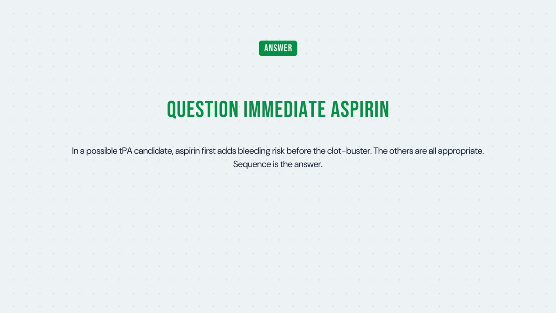You question the immediate aspirin. In a patient who may be about to receive TPA, giving aspirin first adds bleeding risk before the clot buster is even started. The last known well time, the NPO status, and TPA itself are all appropriate. Aspirin has a role in stroke, but not in the minutes before thrombolytics. Sequence is the whole answer.